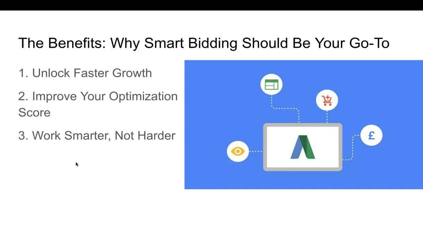And last but not least, you can work smarter, not harder. Automated bidding takes the guesswork out of paid search marketing. As a result, it will help you spend less time on repetitive tasks and more time on creatives, doing high impact work, refining your ad copy, developing landing pages, and analyzing broader digital marketing strategies.